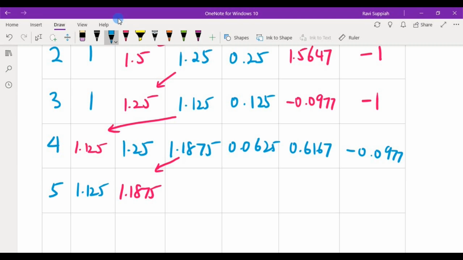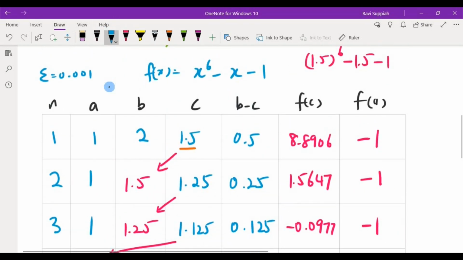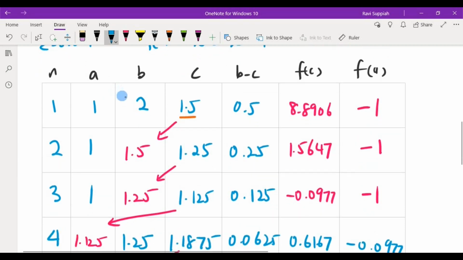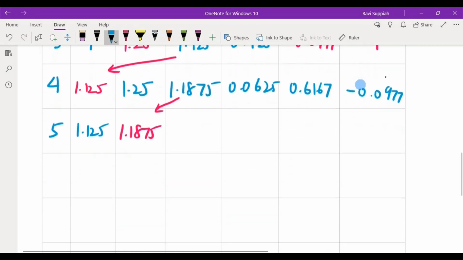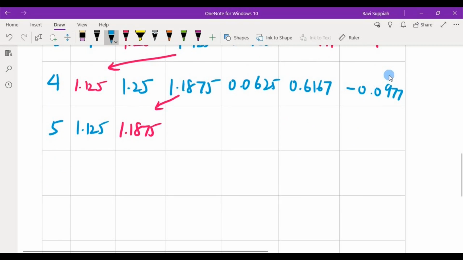And as you can see, once we have hit a certain number of iterations and the error condition, or the epsilon condition, has been fulfilled, we can stop. So let me fill up the rest of the values now so that you can have a check while you are doing it.